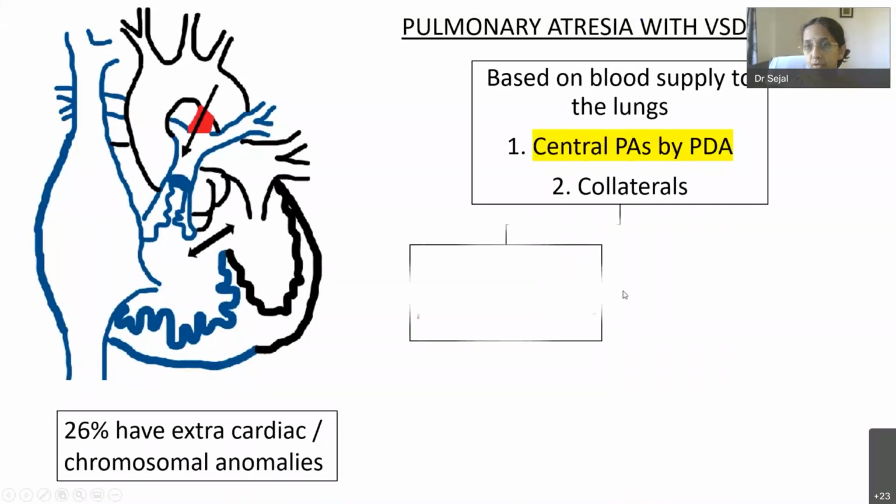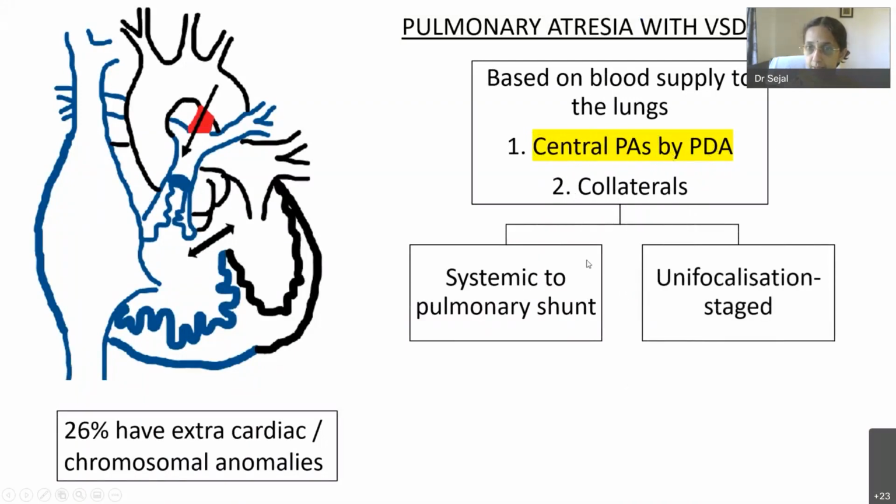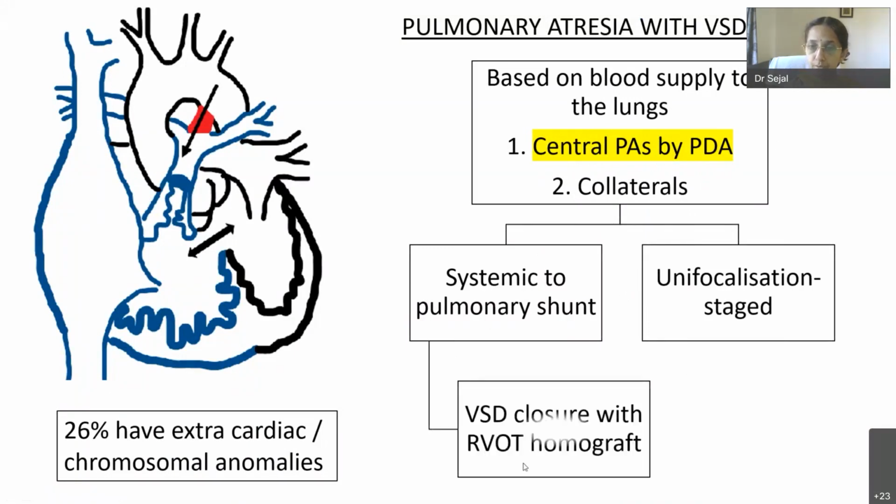So the basic difference, all of us know that if it's central PAs by PDA, my baby is going to be very sick at birth, unlike collaterals. Collateral babies usually are okay at birth, but as time will go, the surgical interventions become more difficult. So if it's central PAs by PDA, very likely I will need a systemic to pulmonary shunt, and then later on a total correction, a lot of implications because of the RVOT, which is reconstructed by multiple ways, needing re-intervention in the future. If I have collaterals, I'll be thinking in terms of unifocalization.